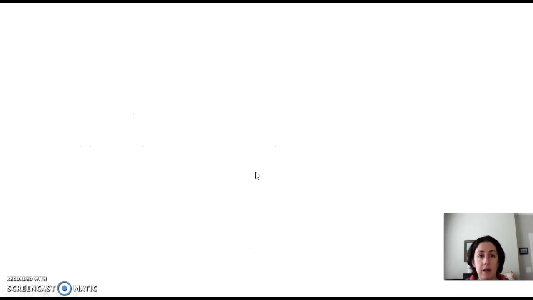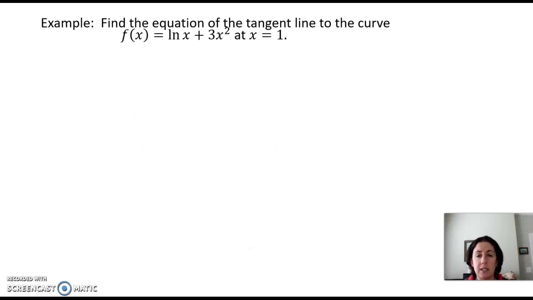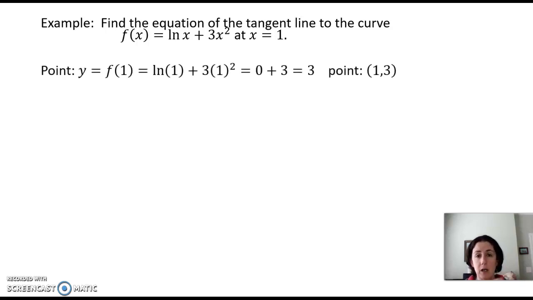All right, so let's play around a little bit more. Let's find the equation of the tangent line to the curve f of x equals the natural log of x plus 3x squared at x equals 1. In order to write the equation of any line, you need a slope and a point. Let's find our point first. The y value will be the function evaluated at this given x value 1. So that'll be the natural log of 1 plus 3 times 1 squared. The natural log of 1 is 0. 3 times 1 squared is 3. And 0 plus 3 gives us 3. So the point we are at is 1, 3.